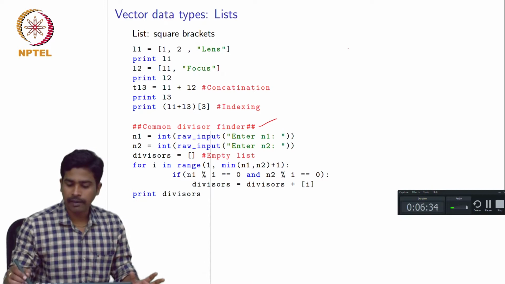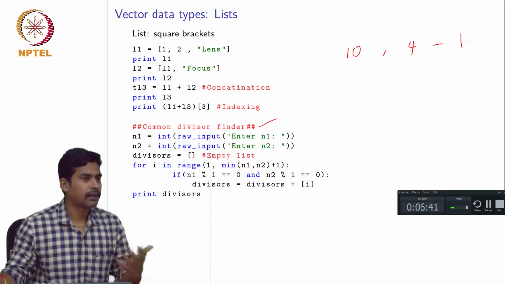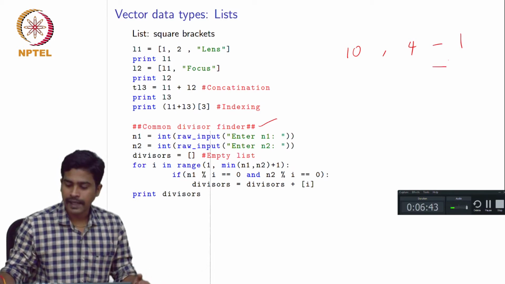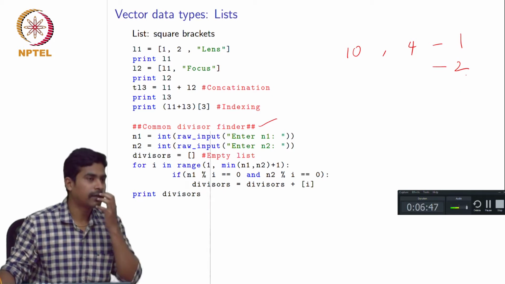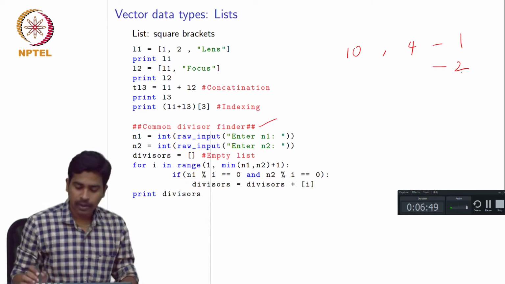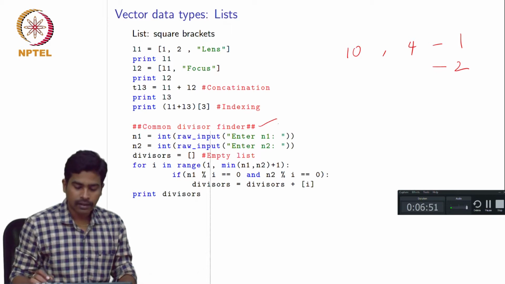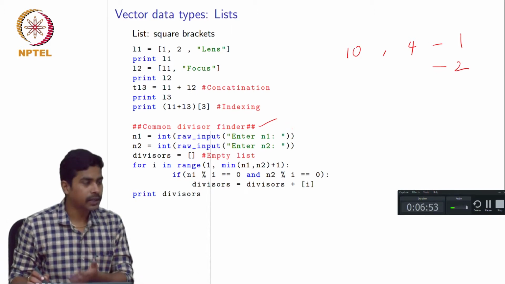For example, if you have the numbers 10 and 4, what are the common divisors? One is a common divisor for any two numbers, and the second one is 2. I think that's all. So 1 and 2 are the common divisors for the given two integers. Now let's see what this program is doing.